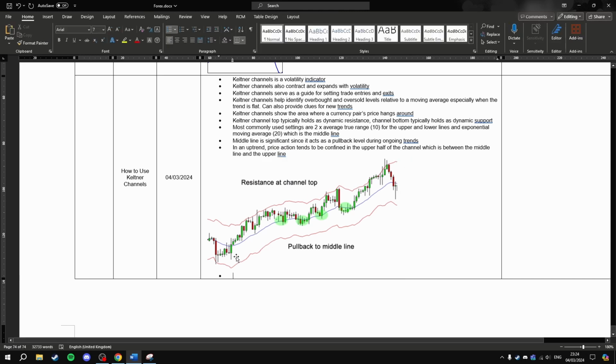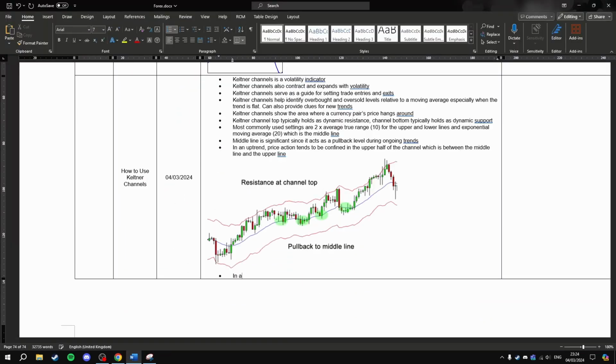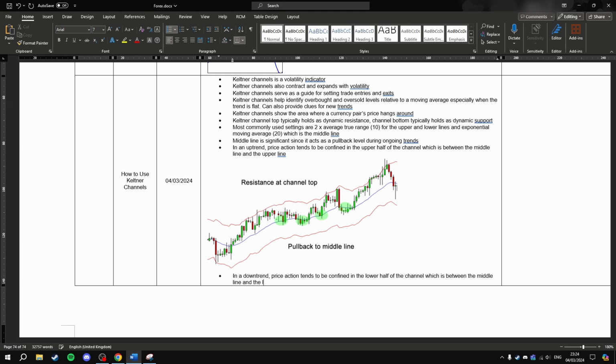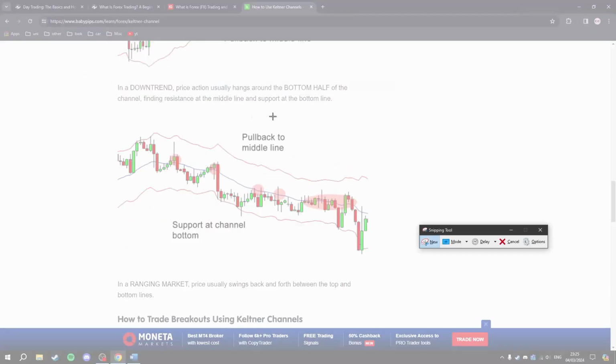I'm guessing in a downtrend it's going to be most likely in the lower area. Yep. In a downtrend, price action tends to be confined in the lower half of the channel, which is between the middle line and the lower line.